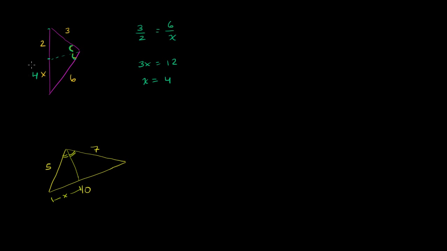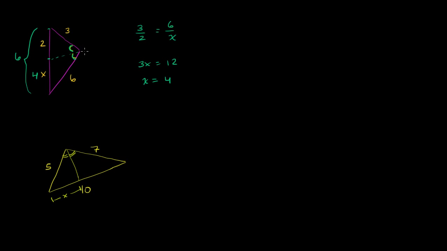And this is kind of interesting because we just realized now that this side, this entire side right over here, is going to be equal to 6. So even though it doesn't look that way based on how it's drawn, this is actually an isosceles triangle. It has a 6 and a 6, and then the base right over here is 3.